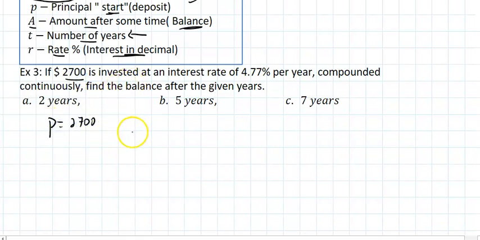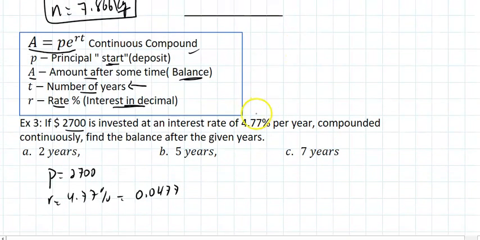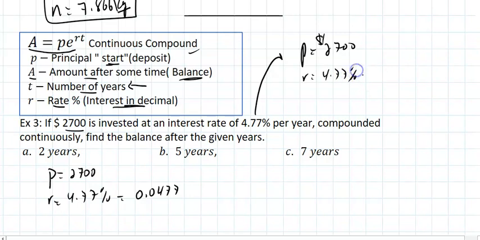If $2,700 is invested, well, that's the amount I started with, the initial deposit, at an interest rate of 4.77%. In decimal, that's 0.0477. So for this problem, P is $2,700 and the rate is 4.77%, which is 0.0477. Compounded continuously, that means I could use this formula. Most students call it Pert. Whatever works.